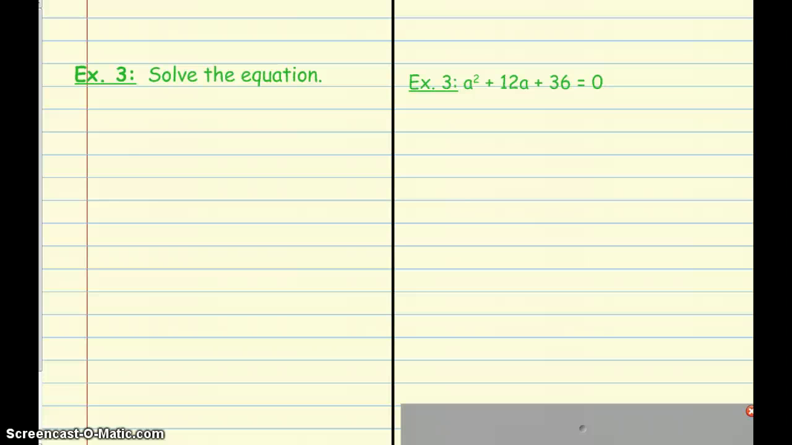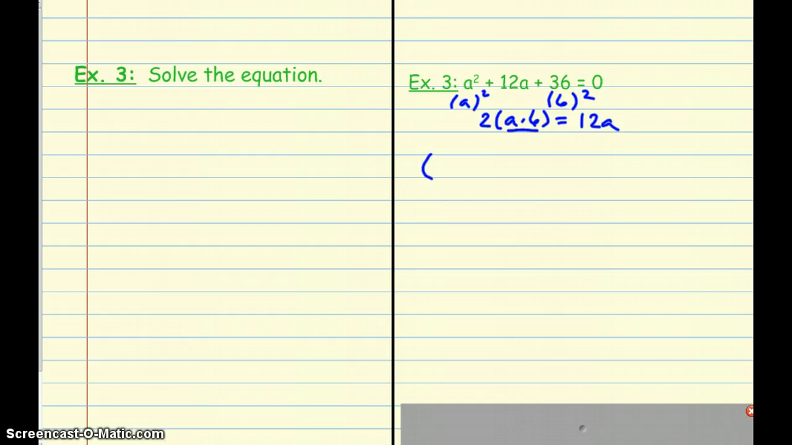There isn't one. Then we look for difference of squares or perfect square trinomial. Well, it's a trinomial. Now we have to decide if it's a perfect square trinomial. a squared is a perfect square. 36 is a perfect square. And let's look to see if the middle is 2 times this product. a times 6 is 6a, and 2 times 6a is 12a. So we know that this is a perfect square trinomial.